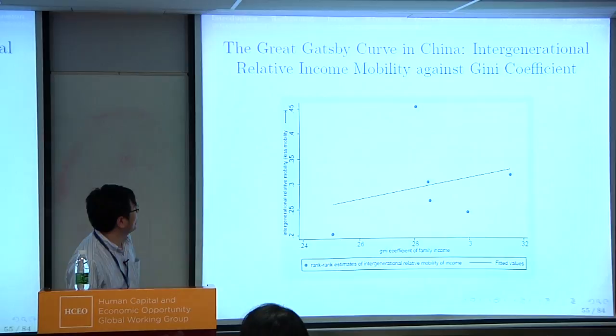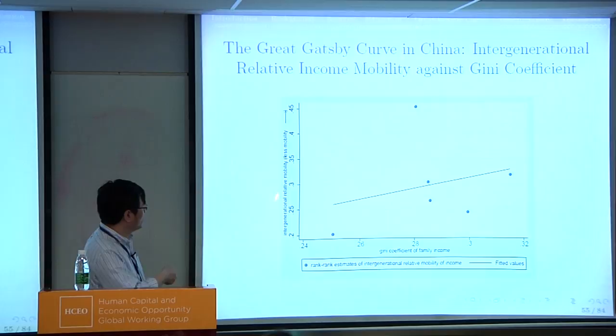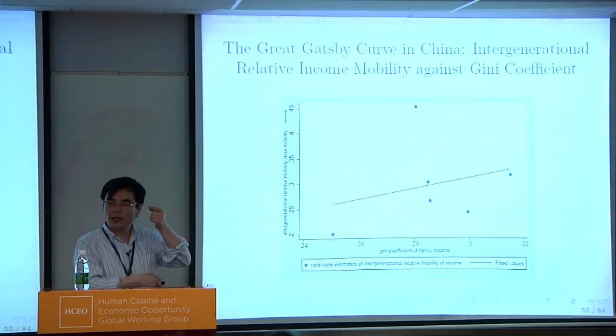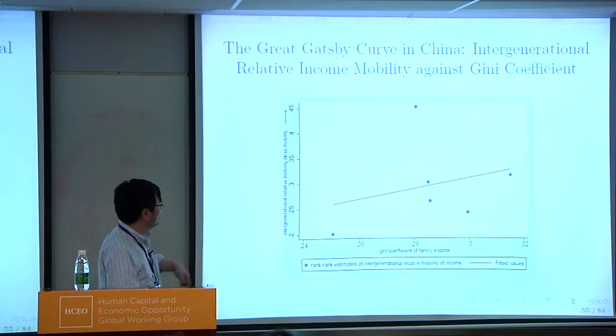This diagram is what we said, the very great title of the paper, Great Gatsby Curve in China. So this tells us the correlation between the Gini coefficient and intergenerational mobility. On this diagram, the intergenerational relative mobility. The higher the coefficient, that means the lower the mobility. So this is relative income mobility against the Gini coefficient. Moving from here to here means the mobility is going down, less mobility.